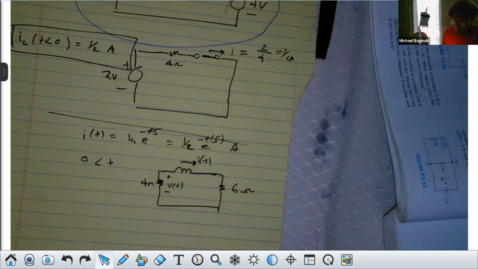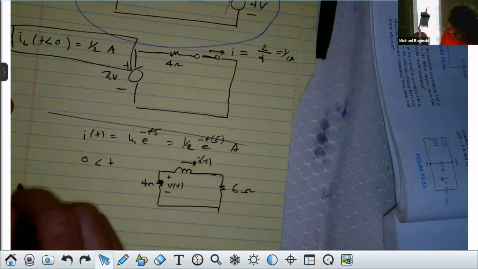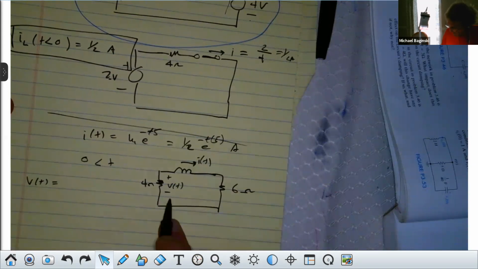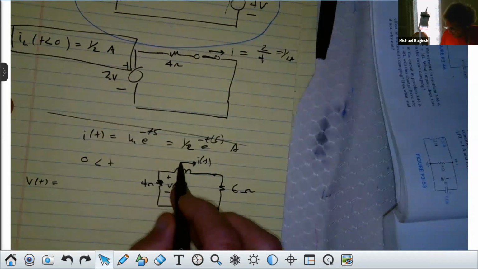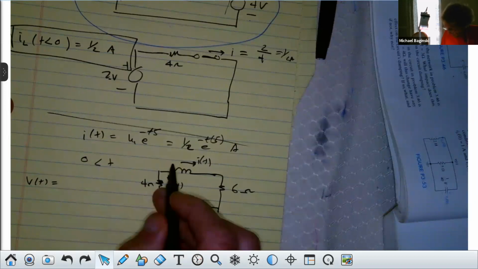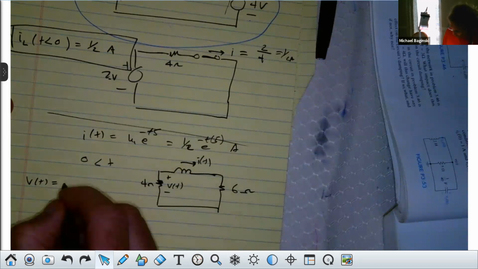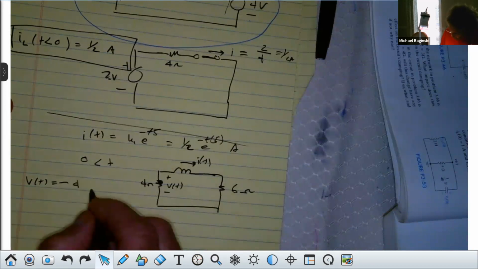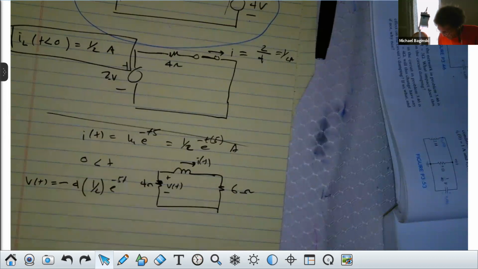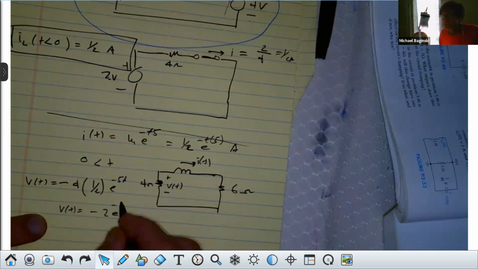Now, what is that voltage? Well, I of t is going this way. So in a sense, you could just say minus I of t is going this way, isn't it, class? So minus I of t times 4 would be that voltage, and that's it. So it'd be minus 4 times 1/2 e to the minus 5t, which is simply minus 2 e to the minus 5t. Do you agree with me?